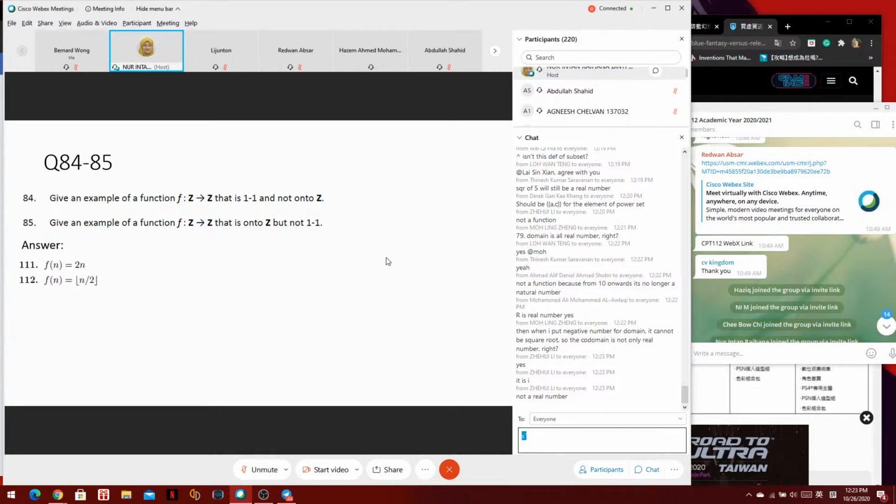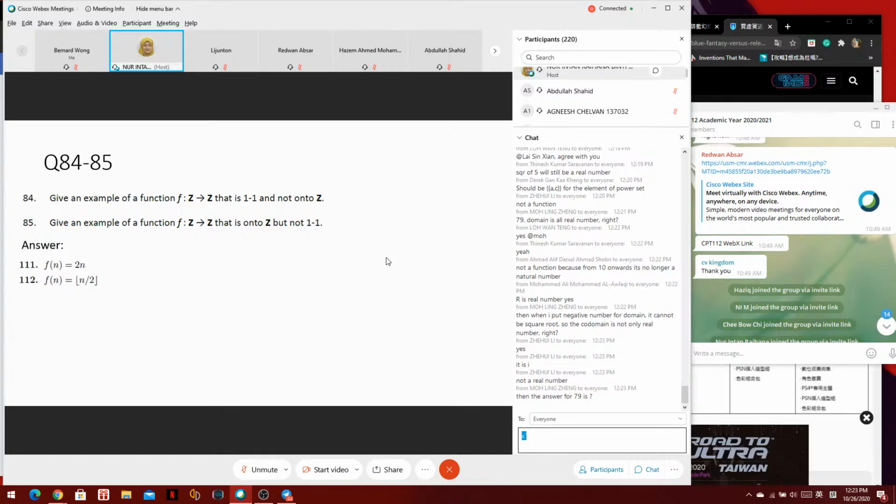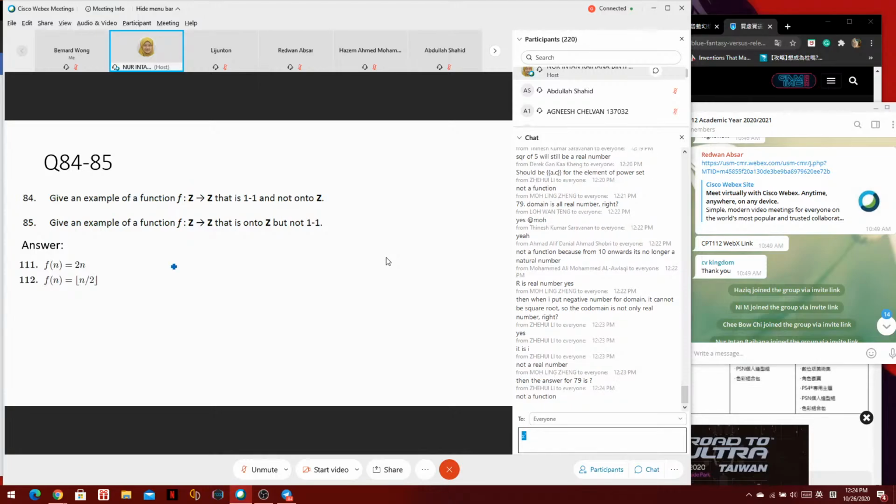The same goes for giving you the question and answer as well. Okay, Question 84: give an example of a function with integers as the domain and integers as the codomain that is 1 to 1 but not onto. Now I give the answer here with me, because I don't remember the answer. Seriously, I don't see the answer before this. I just do it by myself and then read out the answer given from the question bank.